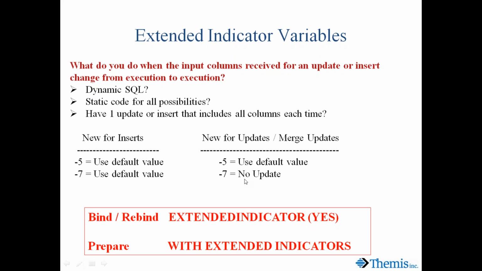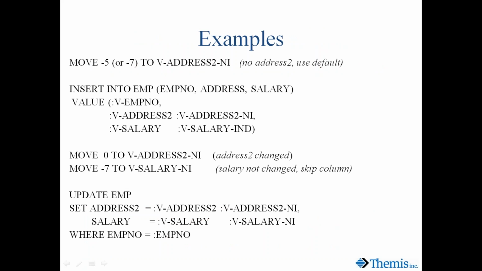Or for your updates, you can set a -7 in that indicator variable and tell DB2, hey, ignore this column this time. All right? I'm not providing any data. Don't update it this time for the statement. I have nothing for it. And for inserts, you can use the -5 as well, or the -7, to use the default value at insert time. Now, you must bind with extended indicator variables yes, or on your prepare statement, you say with extended indicators.